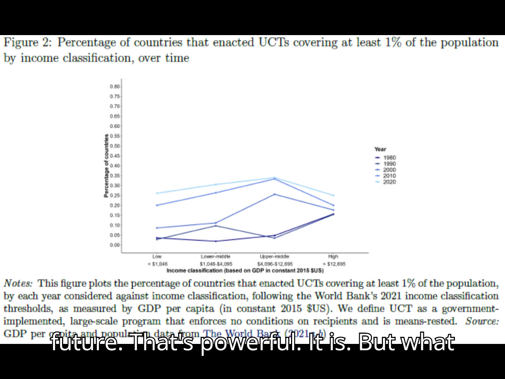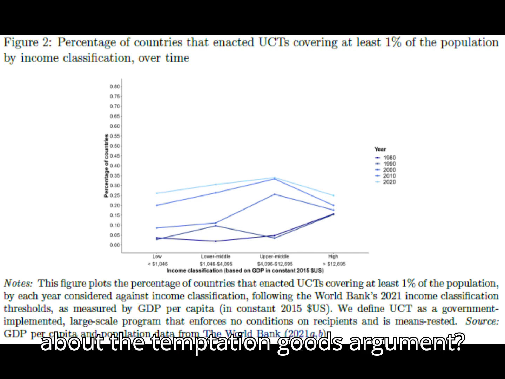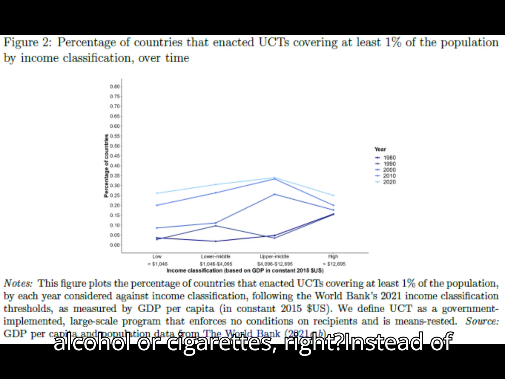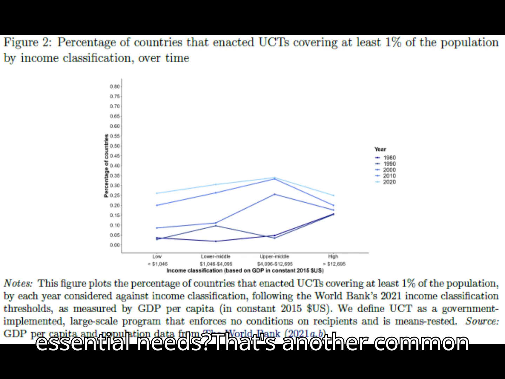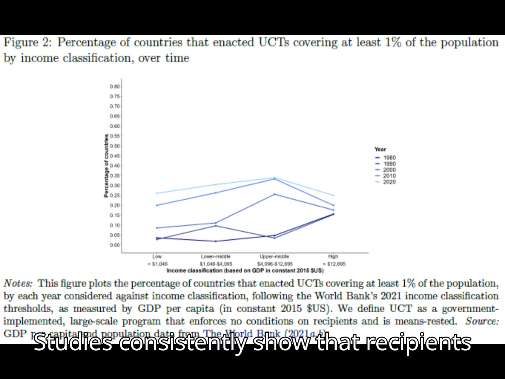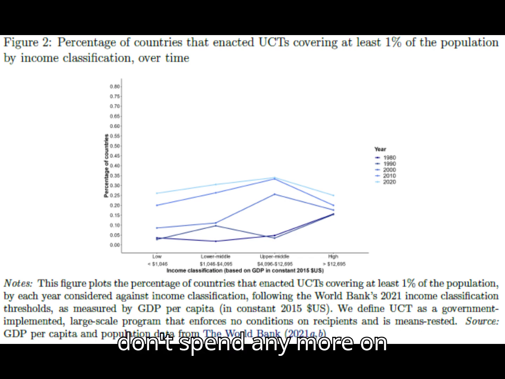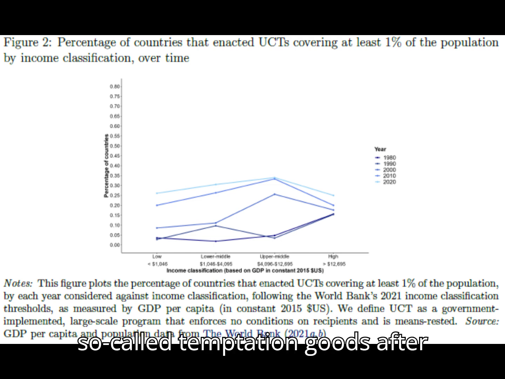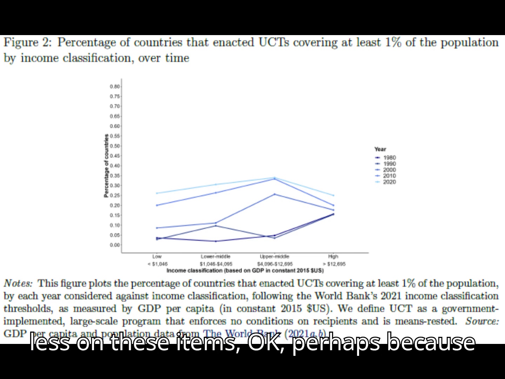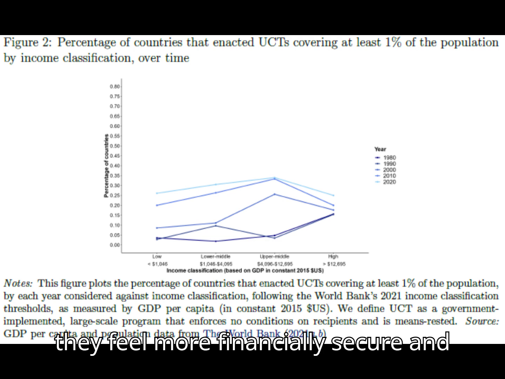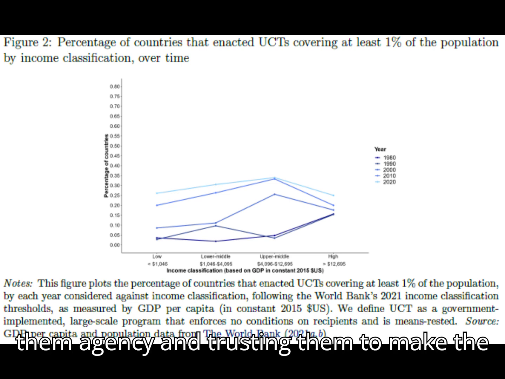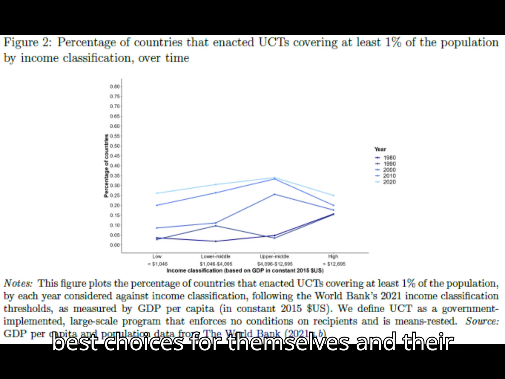That's powerful. But what about the temptation goods argument? The worry that people will use the cash for alcohol or cigarettes instead of essential needs. That's another common concern, and one that's been thoroughly debunked by the research. Studies consistently show that recipients don't spend any more on so-called temptation goods after receiving cash transfers. In fact, there's evidence that they often spend less on these items, perhaps because they feel more financially secure and less stressed. So it's not just about giving people money. It's about giving them agency and trusting them to make the best choices for themselves and their families.